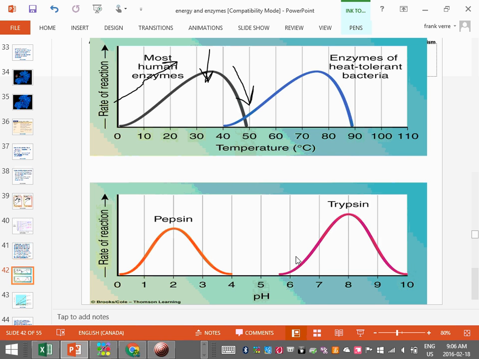Then why does it go down then? Because if the temperature continues to go up, why does the reaction rate go down? Doesn't make any sense. They're moving more quickly. Why does the rate go down?